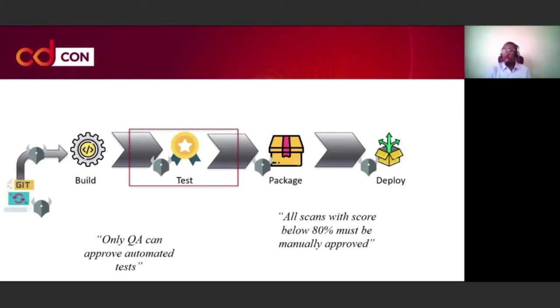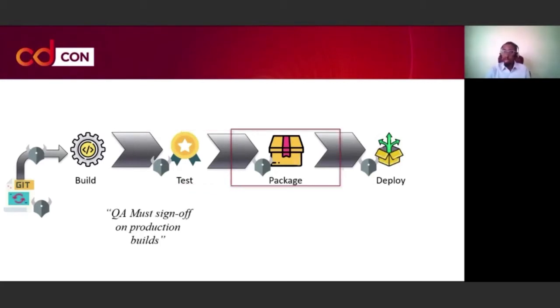If for some reason the score of your static code analysis is below 80%, you need a manual approval for the pipeline to proceed. QAs must sign off on all production builds. Build artifacts must not contain vulnerable dependencies. These are the kind of policies that OPA could enforce on the package stage of your pipeline.